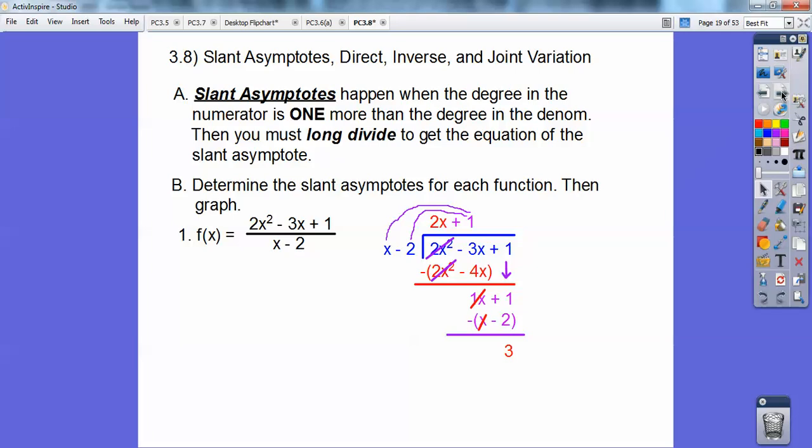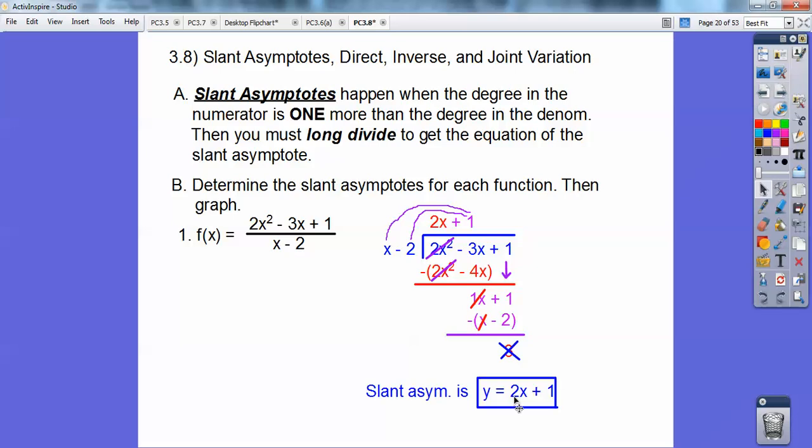Now asymptotes happen when x goes to infinity, you guys. So when x goes to infinity, the remainders become insignificant. You can drop that off. So I'm going to go ahead and cut that off. And here's my slant asymptote right up here, y equals 2x plus 1. Remember, the remainder drops off. Okay, there's the slant asymptote.